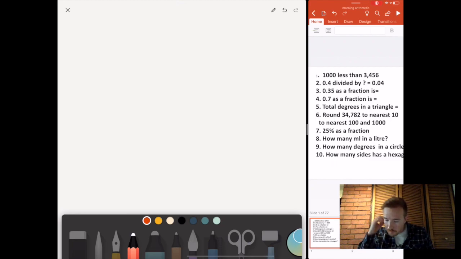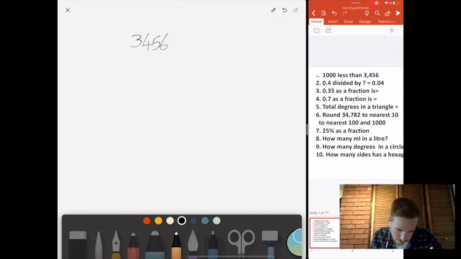So 3,456, nice and straightforward. 3, 4, 5, 6. Starting with the right, you've got your units column, then your tens column, then your hundreds column, and then your thousands column. Going back to the question, it's 1,000 less, so it's talking about this column here, and it's 1,000 less, which is one unit down. So it would be 2,456. That's question one.